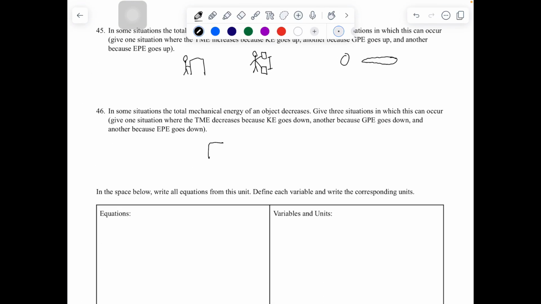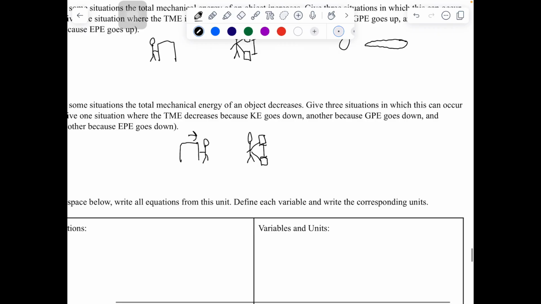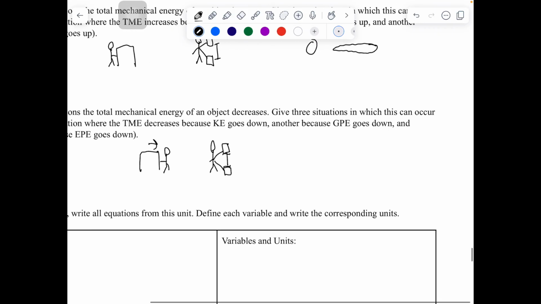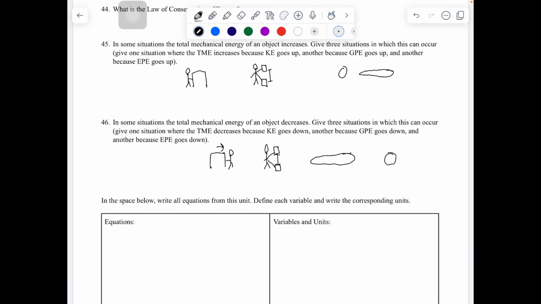Total mechanical energy can decrease. If we add a box speeding along, maybe I stand there. I stop it, decrease the energy. Negative work. I lower the box down. Gotta draw my 3 arms. And we could say I take that stretched rubber band and I bring it back to neutral.